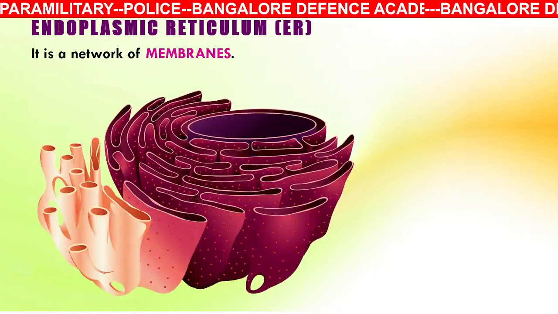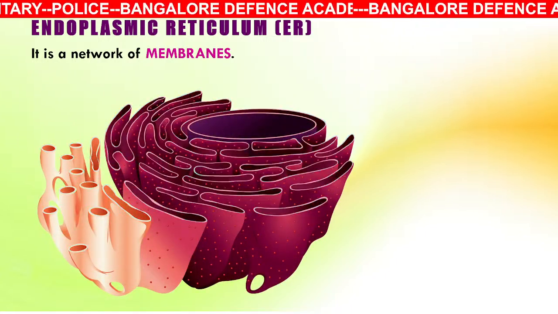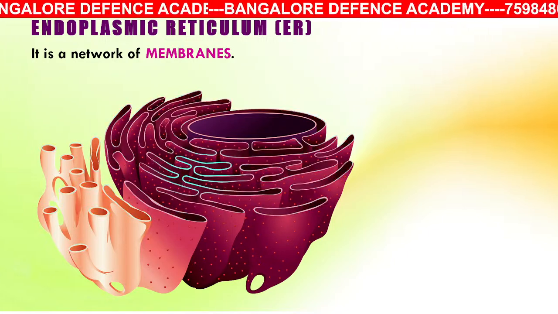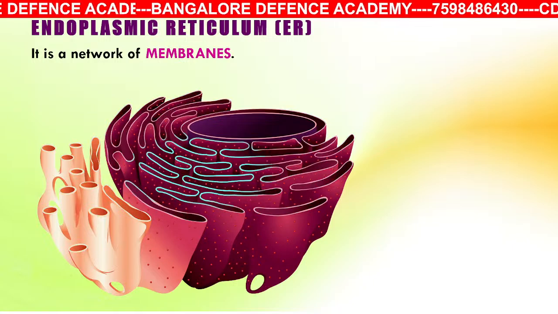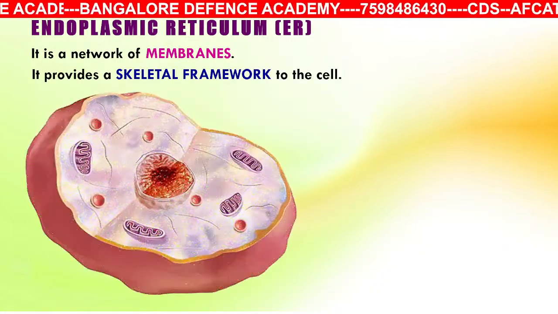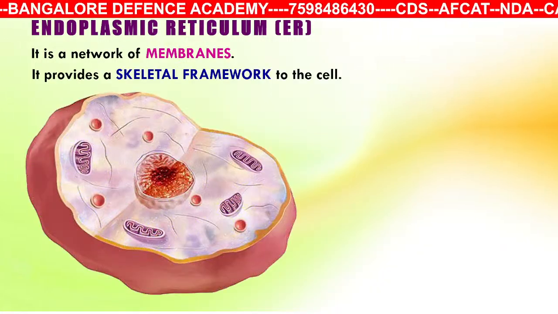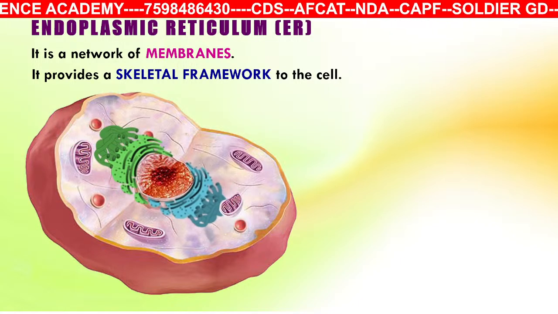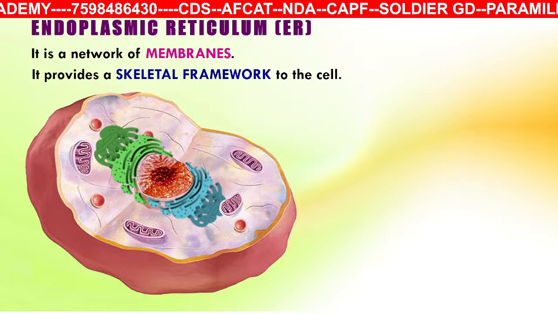Next, you have endoplasmic reticulum. So these are the networks like this. Can you see this? Now we have two types of endoplasmic reticulum, rough endoplasmic reticulum and smooth endoplasmic reticulum. We'll see this one by one. It provides a skeletal framework to the cell. Okay, look at this. It protects the cell nucleus like this.